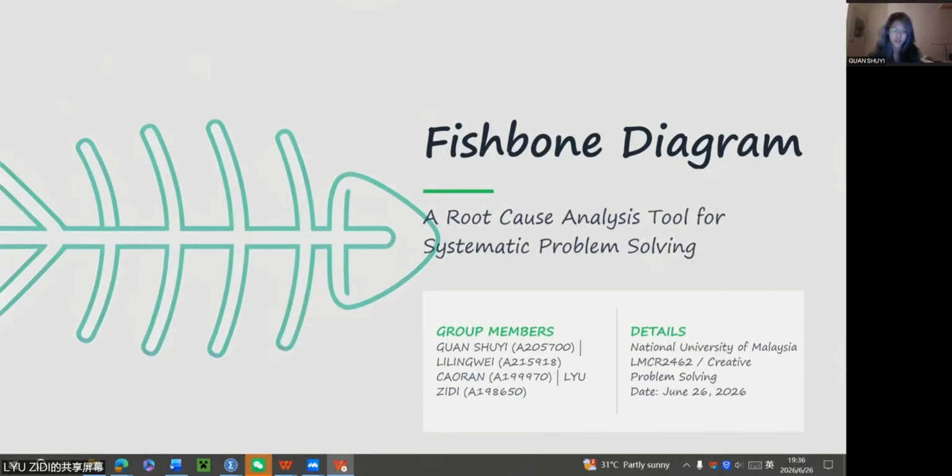Good morning, everyone. Today, our group will introduce a useful problem-solving tool called the fishbone diagram, also known as the Ishikawa diagram. In this presentation, we'll explain what it is, how it works, its advantages and limitations, and some examples of how it is used in different industries.